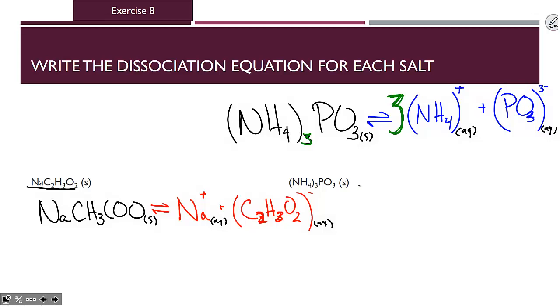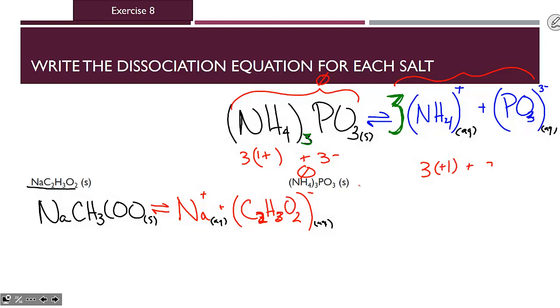Another way to think of this is that there's a conservation of charge. There are 3 +1s and 1 -3. Overall, on this side of this equation, there's no charge, meaning on this side there needs to be no charge. So we have 3 +1s and 1 -3. So by having this 3 here, that cancels out our charge.